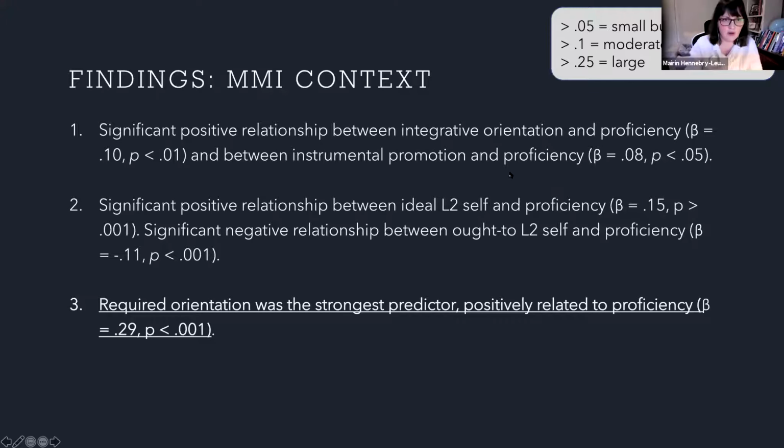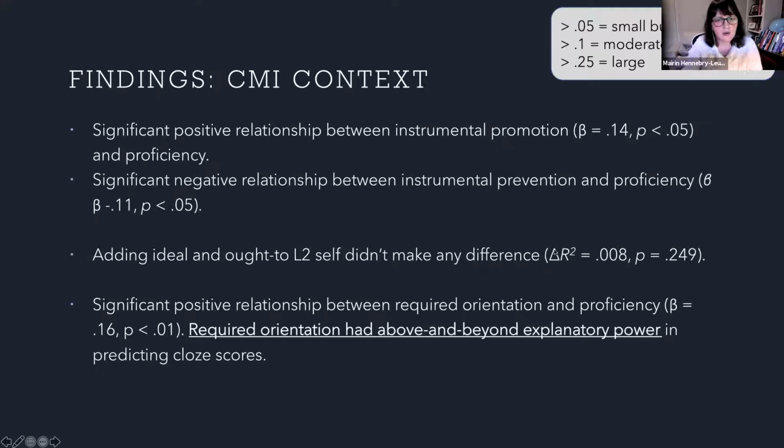Okay, and then we have our CMI context, and here we found a significant positive relationship between instrumental promotion and proficiency, and a negative one for instrumental prevention. Then we added the ideal L2 self, but it didn't make any difference in terms of the predictive model. And finally, we added in the required orientation. And here we saw that it had above and beyond explanatory power. In other words, it was the strongest predictor. And we can see that at 1.16, it's a moderate to large effect size.